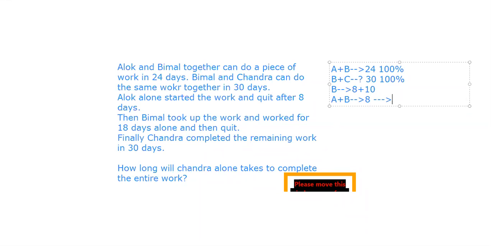By doing this, they will complete 33.3% of the work, or 1/3 of the work, or not? Because 24, I can write it as 8 plus 8 plus 8. In 8 plus 8 plus 8 days, 100% of the work is completed. So for every 8 days, 1/3 of the work is completed.